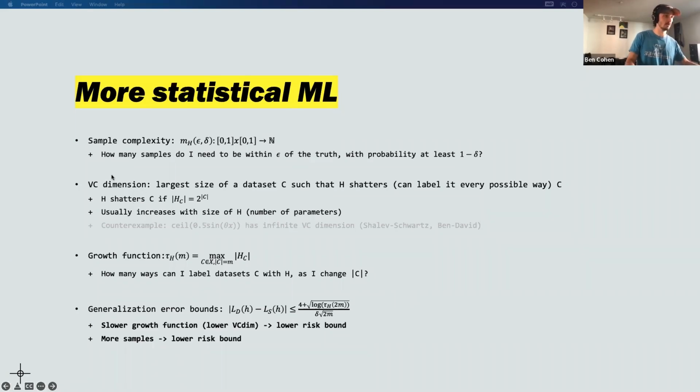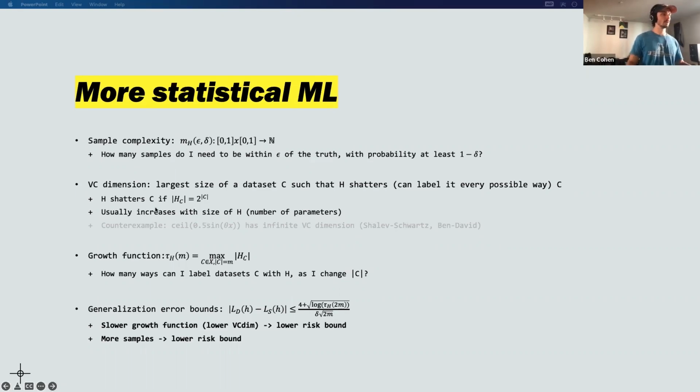Then there's the notion of VC dimension. This is the largest size of a data set C, which is a subset of X, such that my hypothesis class shatters it, and shattering just means I can label it every which way. To make that concrete, the size of the restriction of H to C, so this is all the ways H can label C. I can shatter this set if the size of the restriction of H to C is just 2 to the |C|, or you can replace 2 with the size of the output space Y.